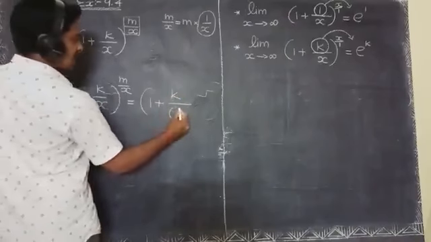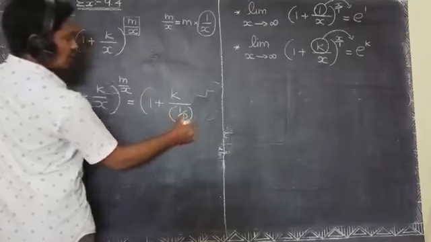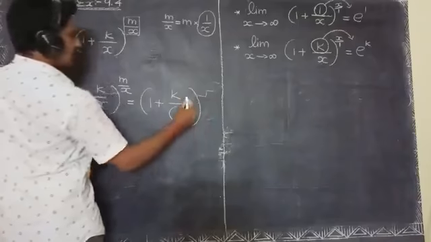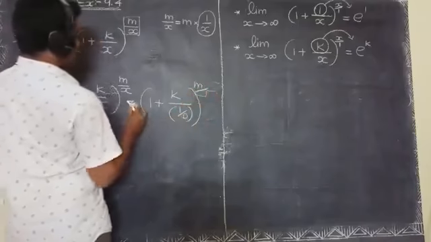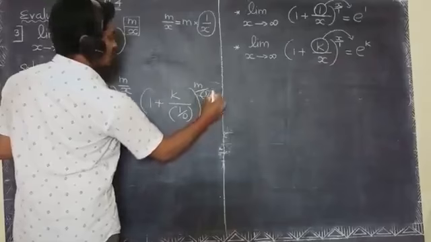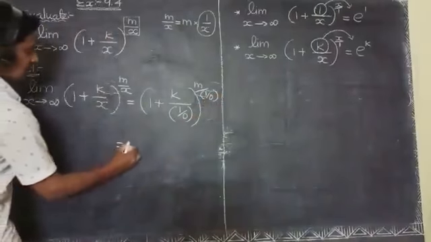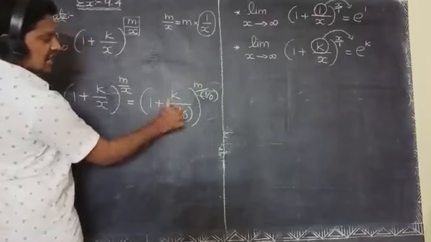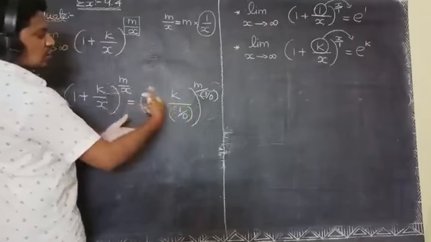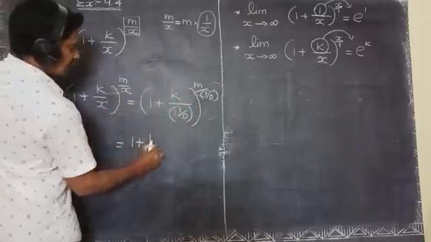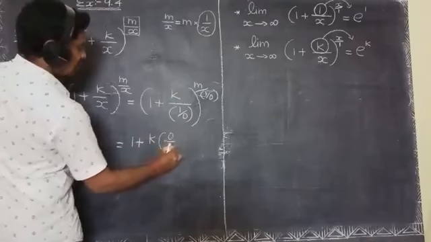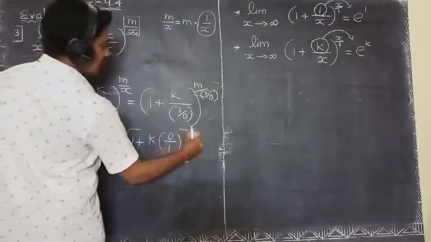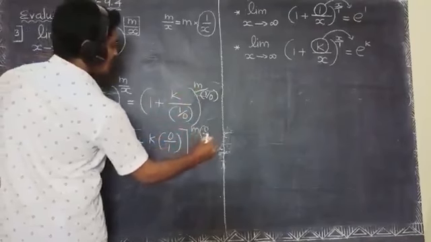Infinity means anything by 0. For example, 1 by 0. We take (1 by 0) whole power m divided by 1 by 0. Here, 1 plus the denominator fraction can be written as a reciprocal, product of reciprocal, that is k into 0 divided by 1 whole power m into 0 divided by 1.